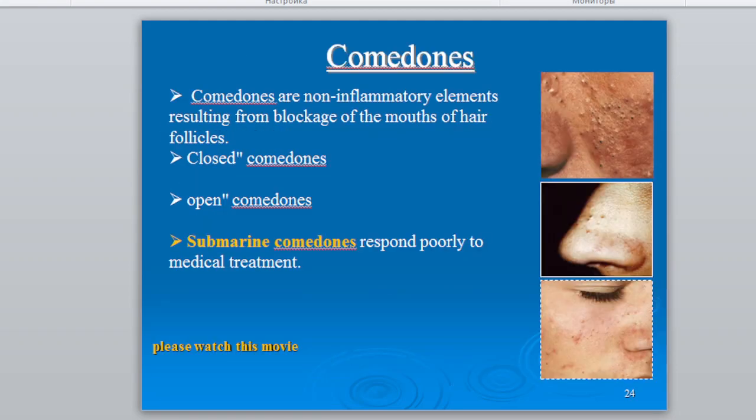Comedones. Comedones are non-inflammatory elements resulting from blockage of the mouths of hair follicles. Closed comedones. Open comedones. Submarine comedones respond poorly to medical treatment. Let's, guys, please watch a short video.